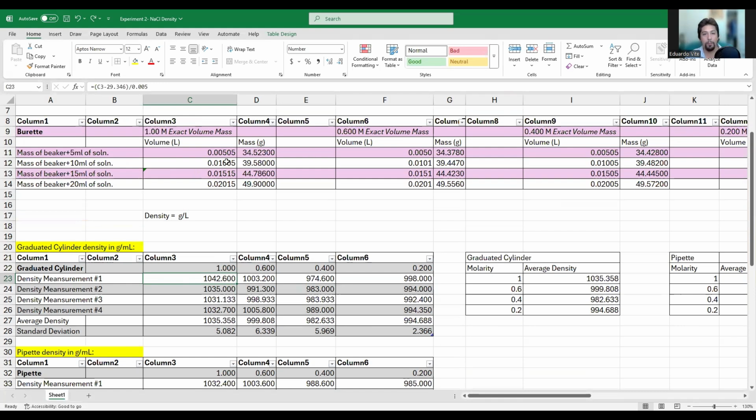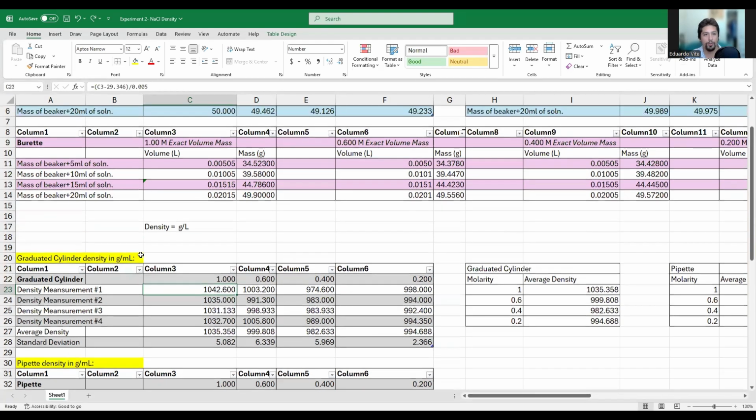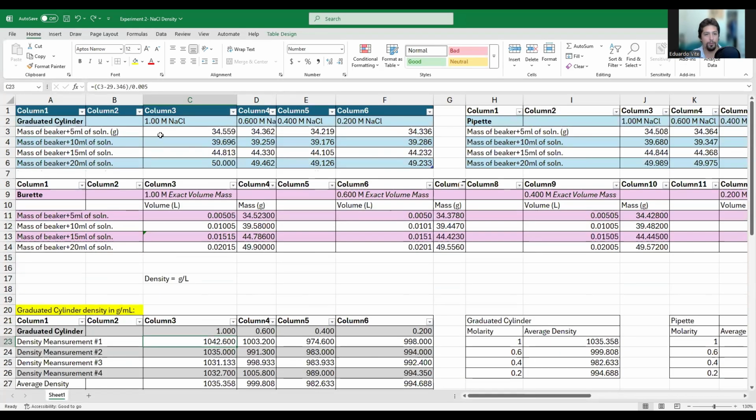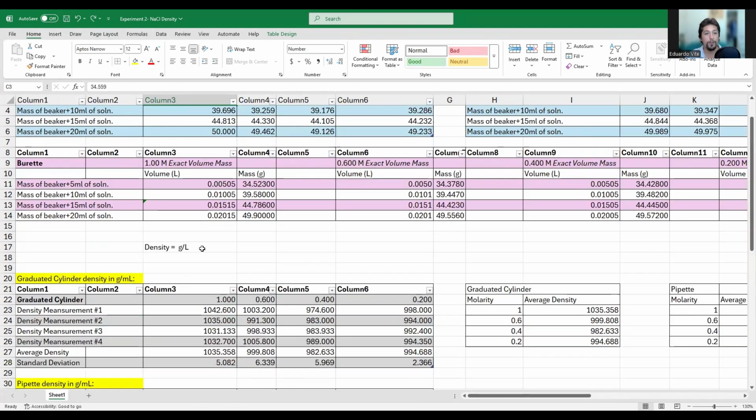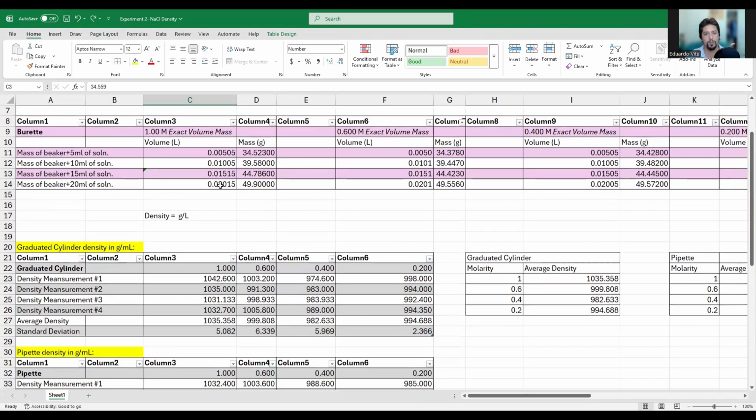And you're just going to take the mass that you got. So for example, for the graduated cylinder, our mass of the 5 milliliters is 34.559, right? But also remember, this is the mass of the beaker plus the solution. You should have weighed the empty beaker by itself, so you can subtract the mass of the beaker by itself from the mass of the beaker plus solution. It's difference by weighing. The difference gives you the mass of the solution.